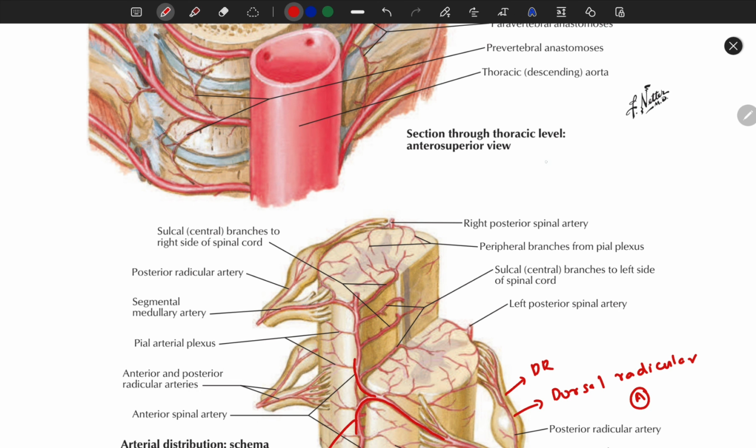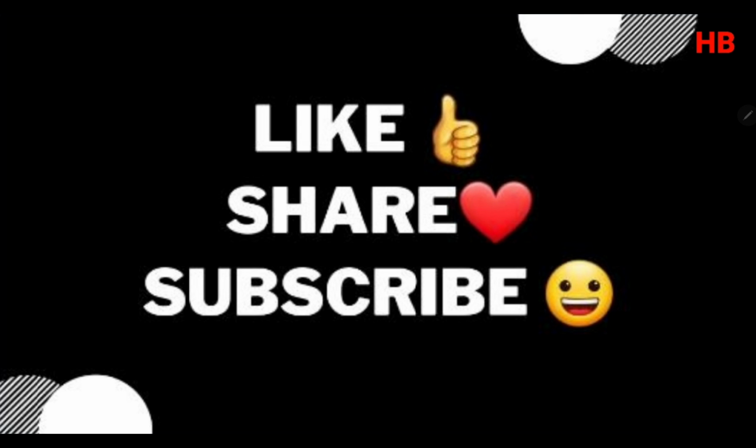Now one more thing, the anterior 2/3 of the spinal cord is supplied by the anterior spinal artery, and the posterior 1/3 of the spinal cord is supplied by the posterior spinal artery. So that's all about the spinal cord.